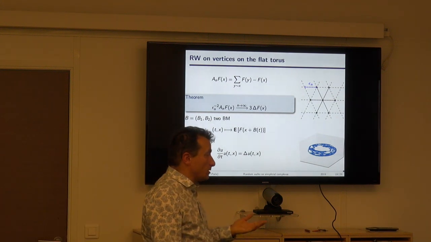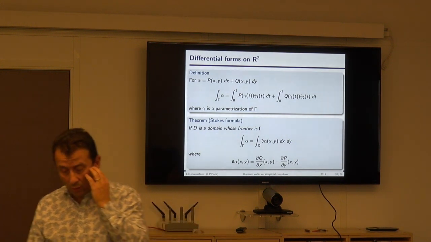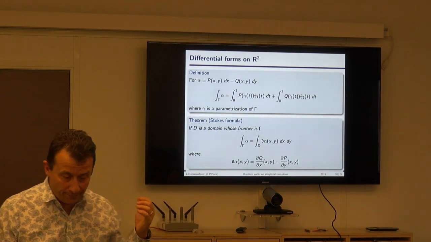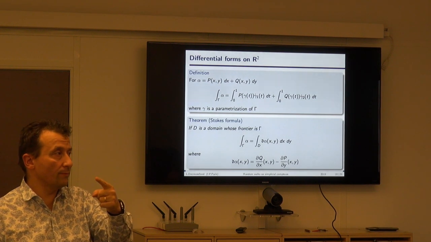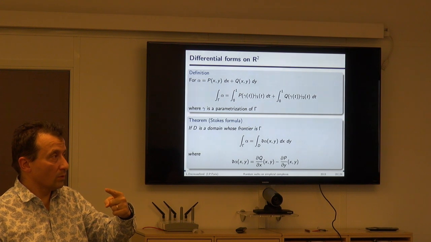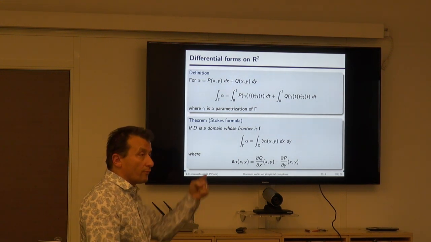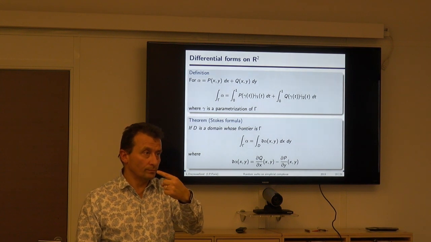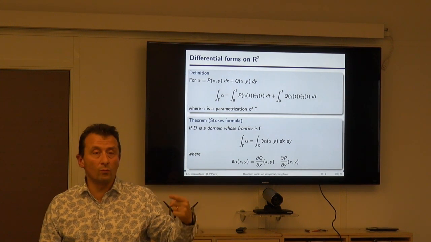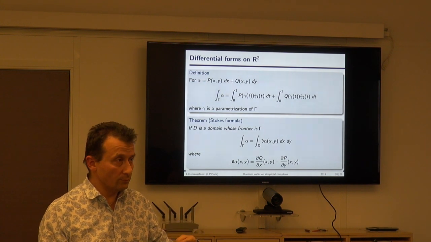So the question now is, what is the limit of our random walk? Our random walk is a random walk on chains. Okay. So a chain is a path. So we can see a chain as a path, so as a curve in R2. So what are the functionals of a curve in R2?